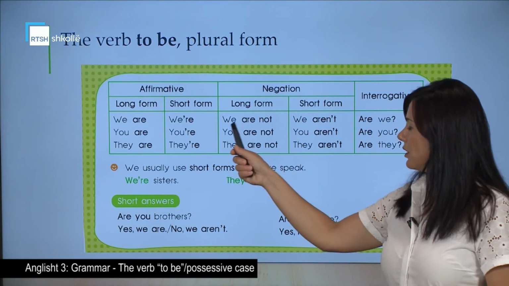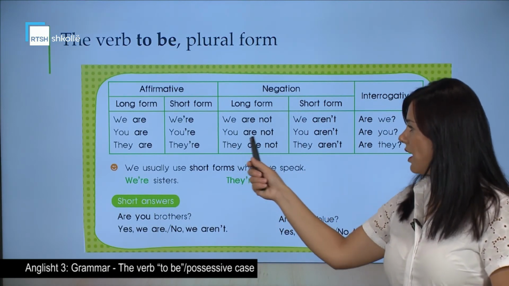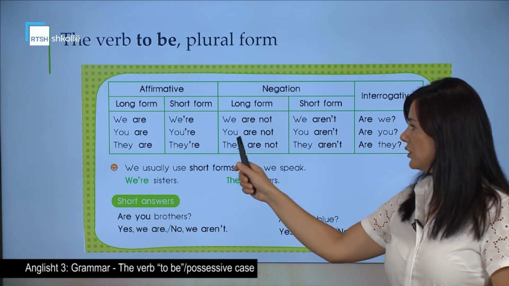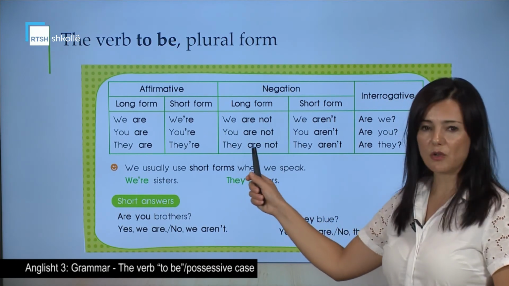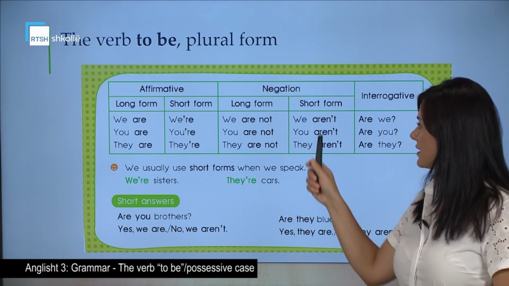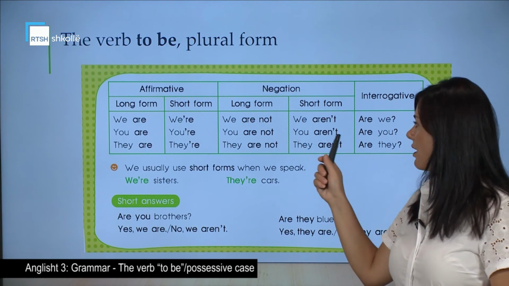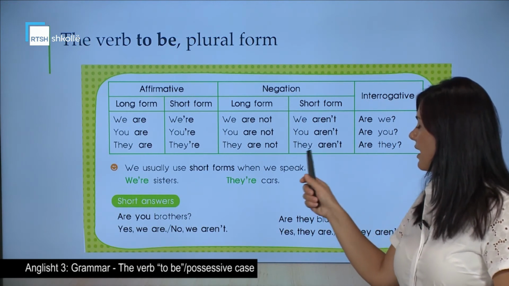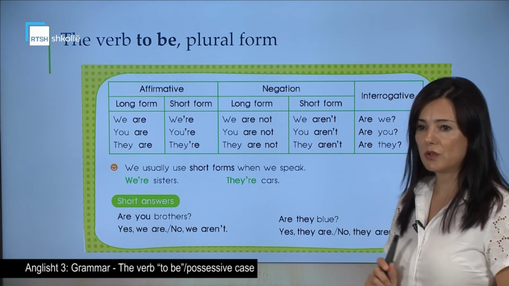For example, we are not, you are not, they are not. And the short form is we aren't, you aren't, and they aren't.